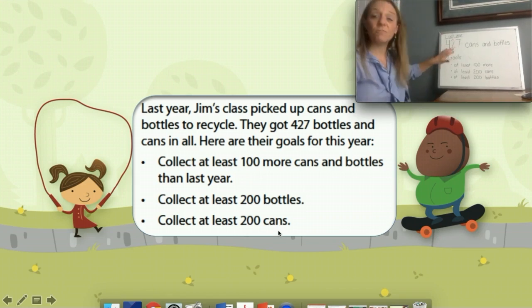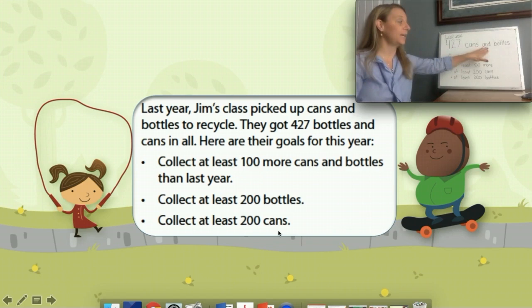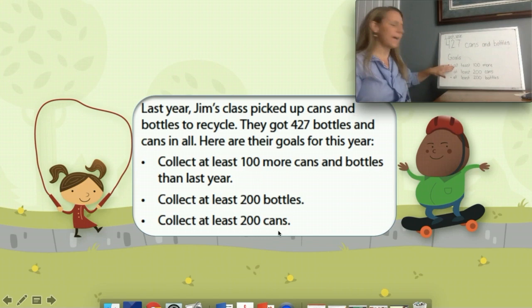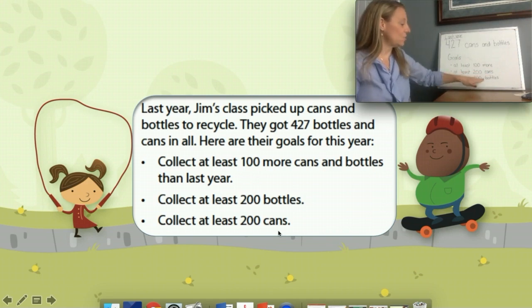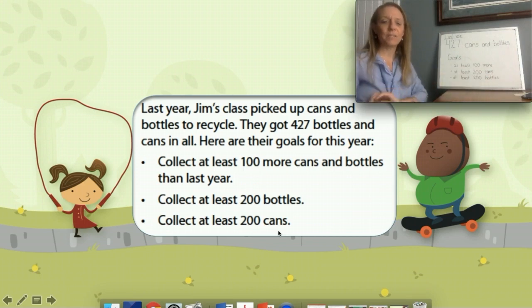So I went ahead and wrote down my information just so I have it organized for myself. So last year, I know they collected 427 cans and bottles. Their goals for this year. Oh, I see that word at least all 3 times. At least 100 more than last year. At least 200 cans. At least 200 bottles. I wrote those down backwards from how they are on your screen and what our story says, but 200 cans and at least 200 bottles.